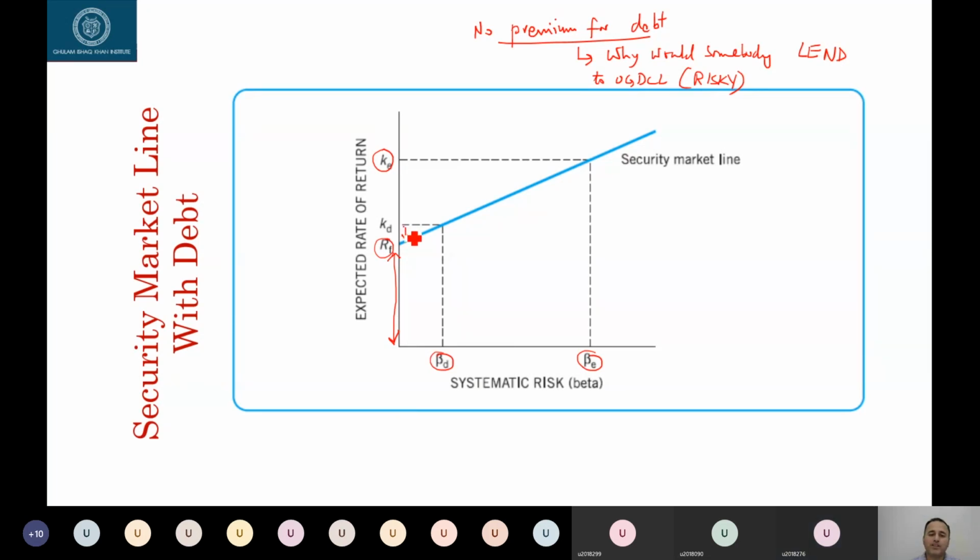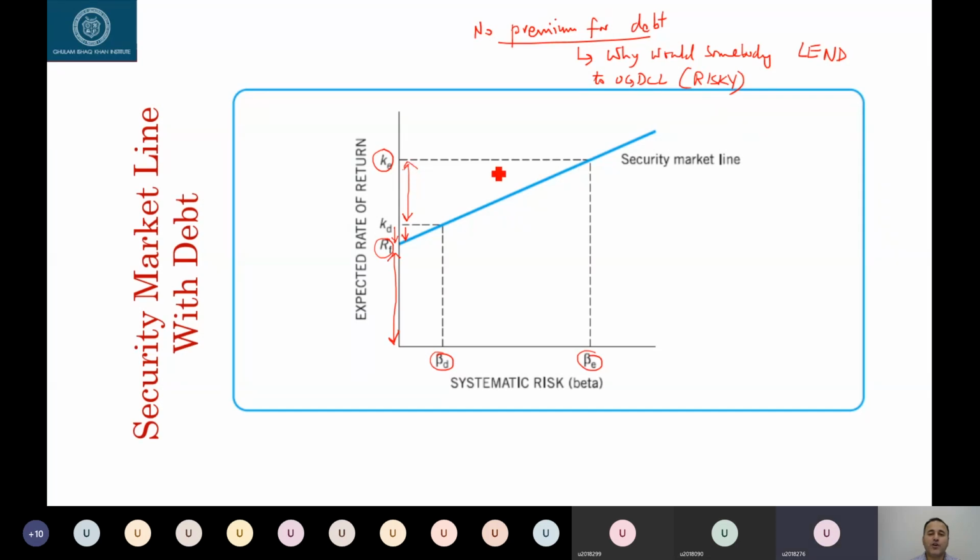So this is, for example, the premium that they need for lending to OGDCL or any other company. And as I established in my previous slide, the company also needs a premium for investing in their equity. And why do they need a premium? Because this one is more risky. Reason one, common stock dividend is uncertain. And number two, they have a residual claim on the company's assets.